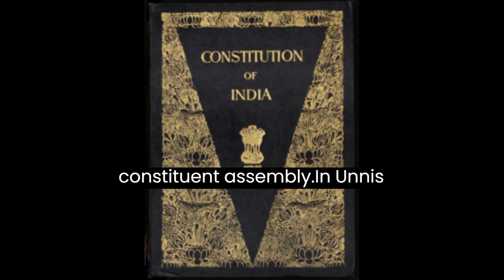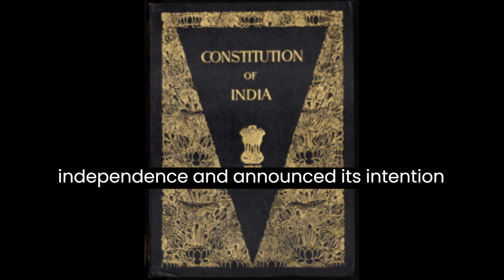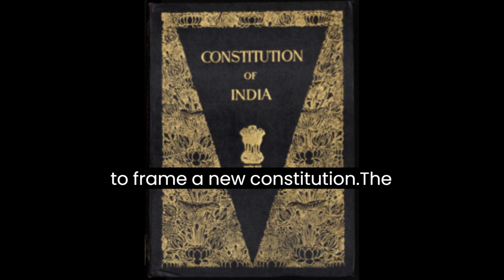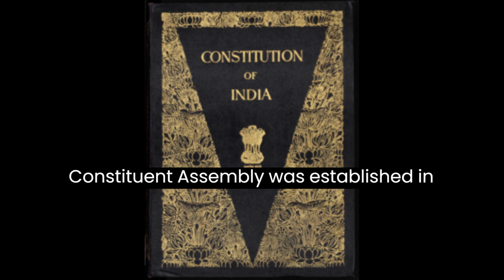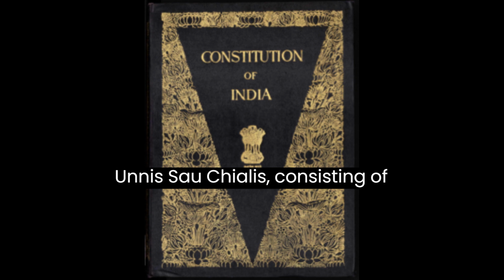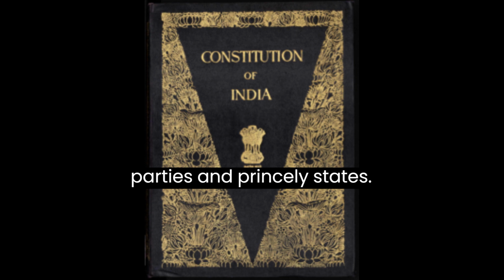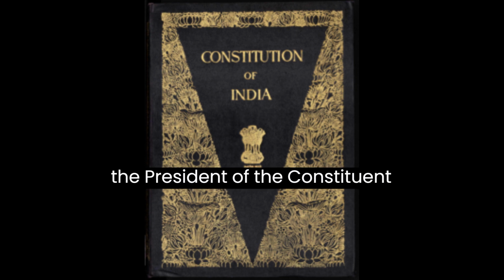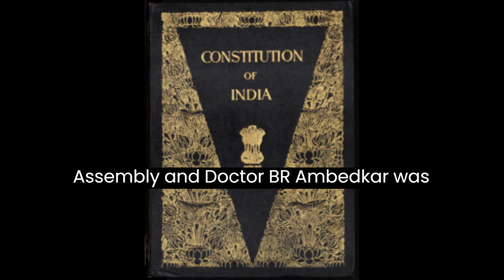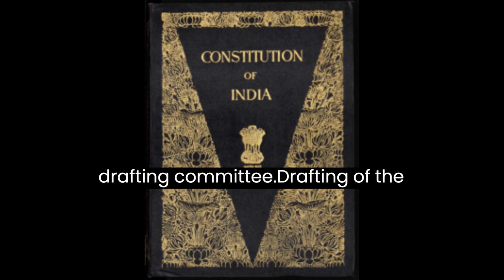Formation of the Constituent Assembly. In 1946, the British government agreed to the demand for Indian independence and announced its intention to frame a new constitution. The Constituent Assembly was established in 1946, consisting of representatives from various political parties and princely states. Dr. Rajendra Prasad was elected as the President of the Constituent Assembly, and Dr. B.R. Ambedkar was appointed as the Chairman of the Drafting Committee.